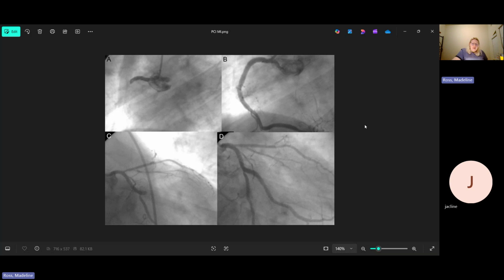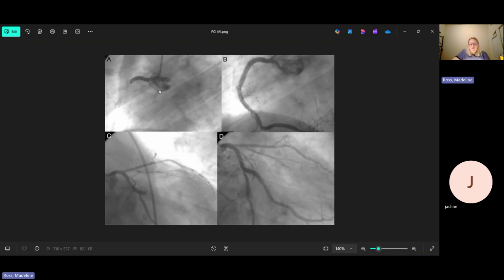So in A, you can see here's your wire, and they shoot contrast for the coronary arteries, and nothing. There's a blockage here, there's a blockage here, and there's a blockage here. The worst thing to see is nothing like that. So then they'll go in and find where the clot is and open it up. If it's a thrombus, they'll suck it out and then use a stent to open it up. If it's just the plaque itself, they'll just push through it and open it up with the stent.